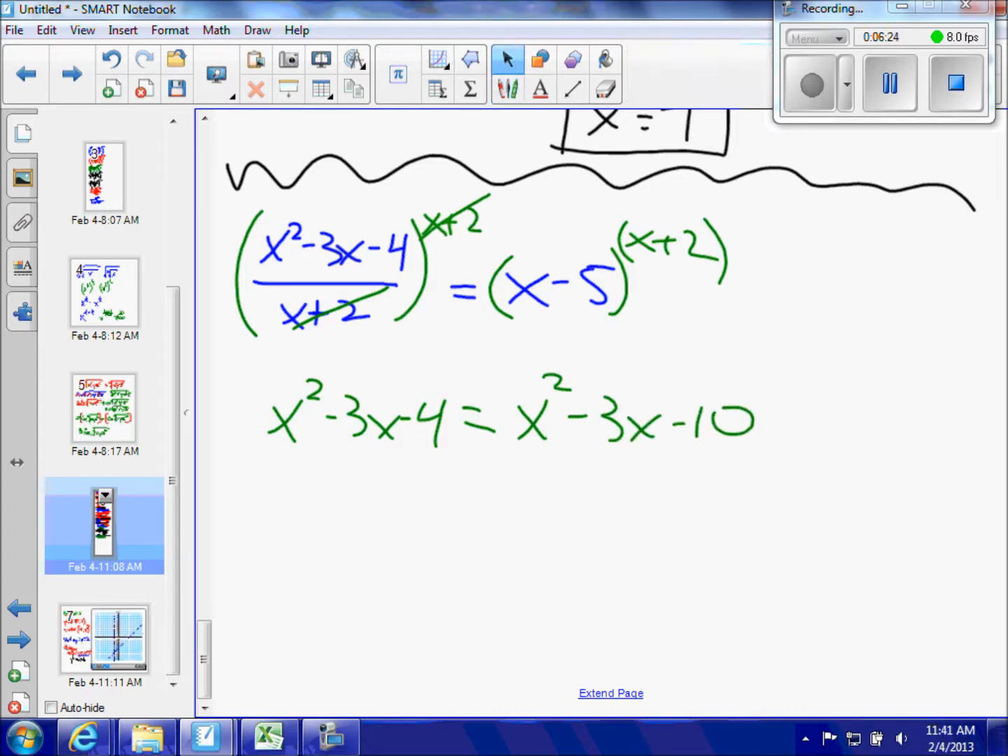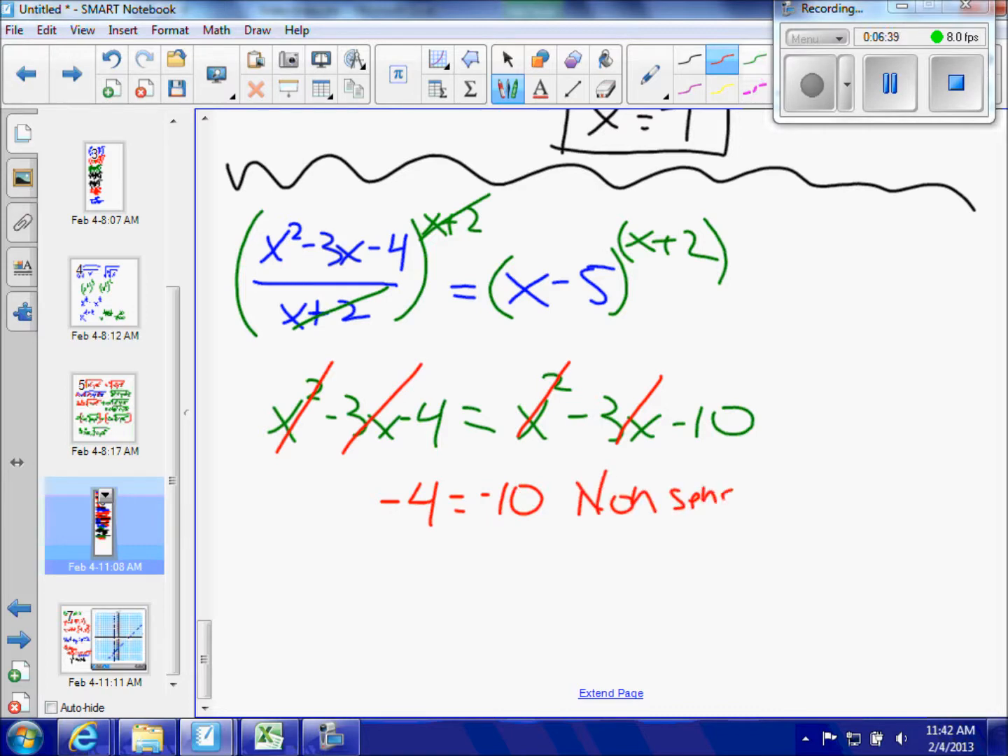And I can see pretty quickly here, well, I have x squared on both sides. If I subtract them from both sides, that would go away. I have negative 3x on both sides. That would go away. And I'm left with negative 4 is equal to negative 10. And that, technical term, is nonsense. And since it's nonsense, it means no intersection with oblique asymptote.